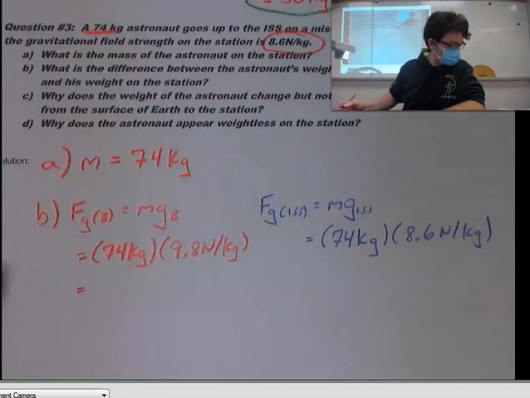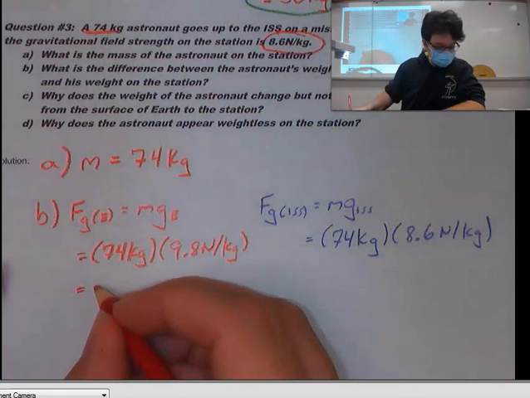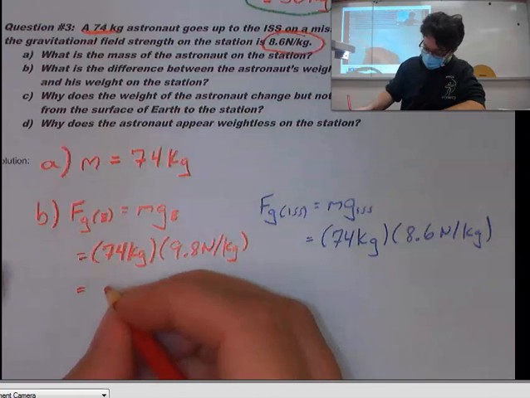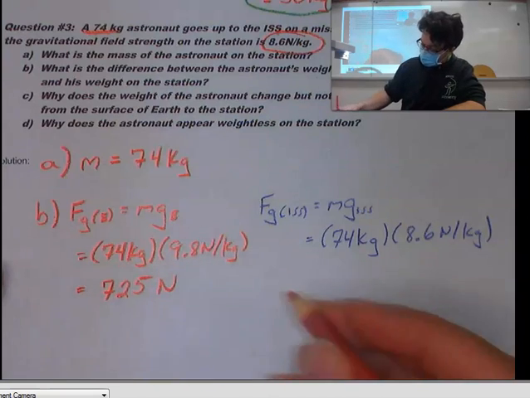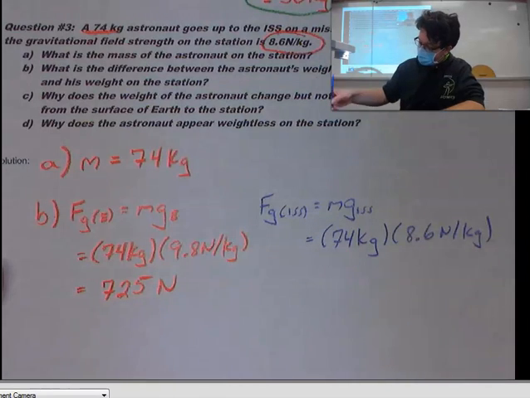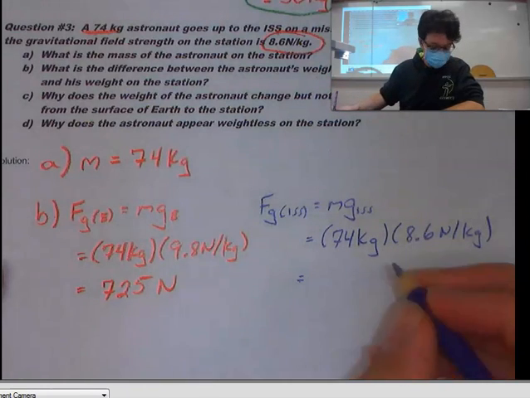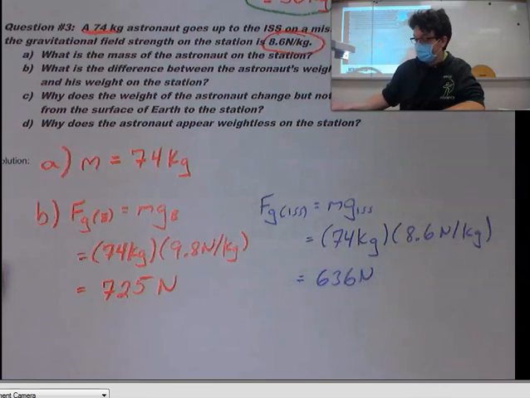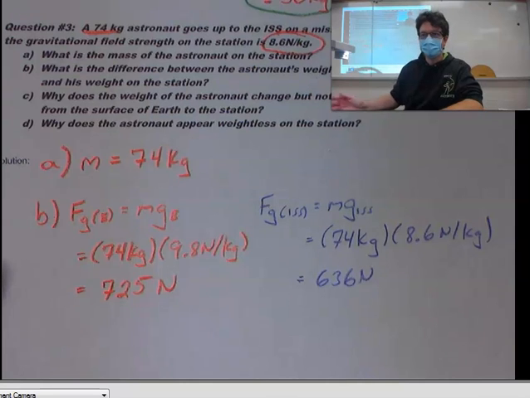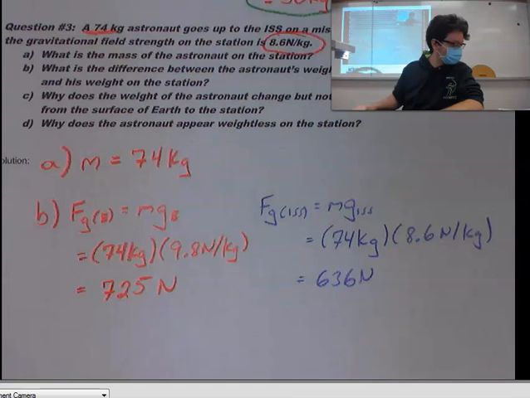Alright, so if we just throw those onto our calculators, we'll get 725 newtons for the Earth, down, of course. And on the International Space Station, 636 newtons, down. But again, you couldn't actually stand on a scale on the ISS to test that because you're falling, the scale's falling, and the space station is falling. So it's kind of hard to stand on the scale.